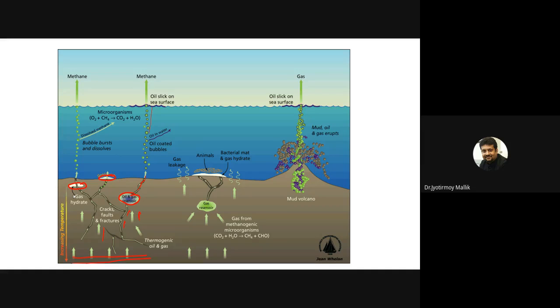Similarly, you can have biogenic gases, which can also be trapped within the ice. By microorganisms, CO2 plus H2O goes through a reaction that gives CH4 plus other products. So CH4 is released because of microorganisms, mostly bacteria. That can also release biogenic gases, which get trapped inside the clathrates. And of course, through mud volcanoes, gas does escape into the atmosphere.